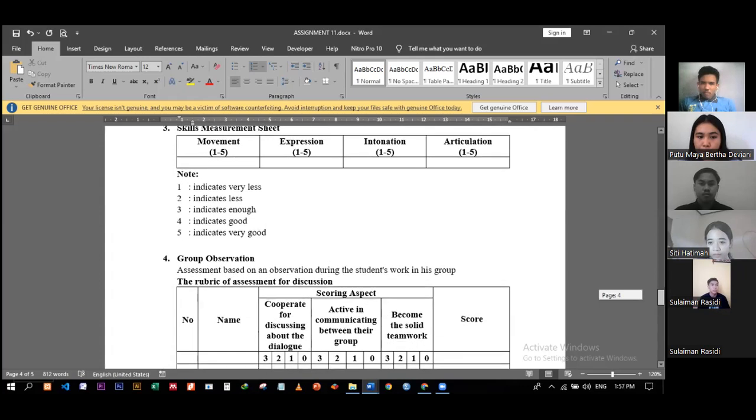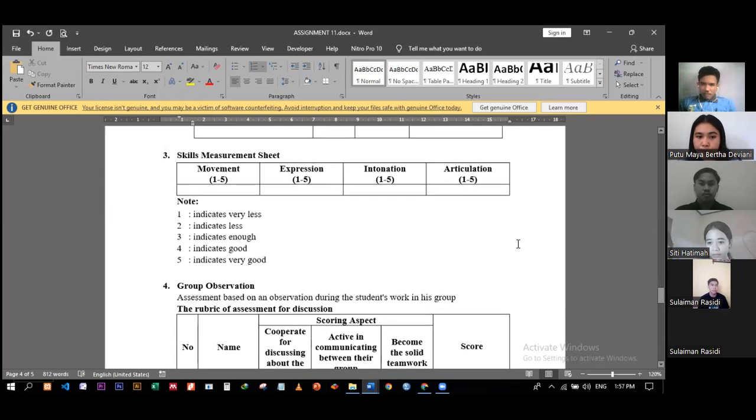So today we have the skill measurement set. In the skill measurement set, we have movement, expression, intonation, and articulation. In this skill measurement set, we have a 1 until 5 score. Note, a score of 1 indicates very less, 2 indicates less, 3 indicates enough, 4 indicates good, and the last one, 5, indicates very good.